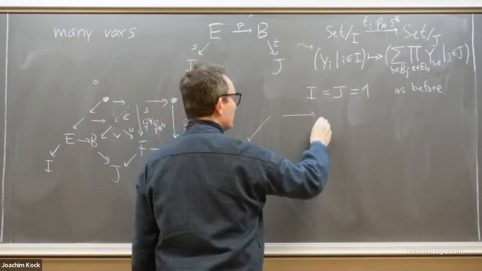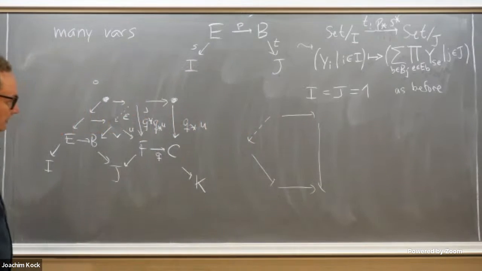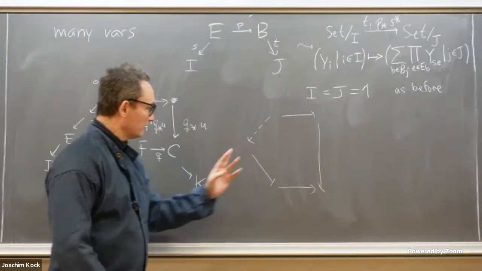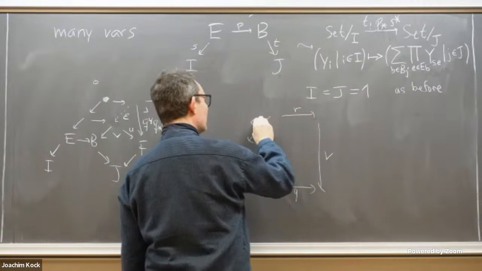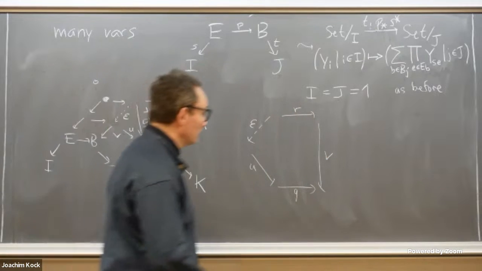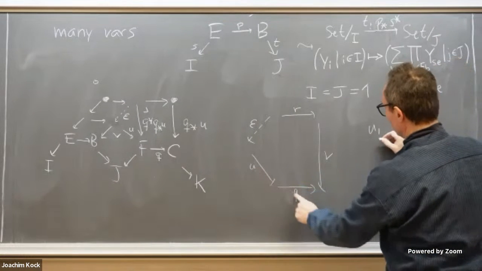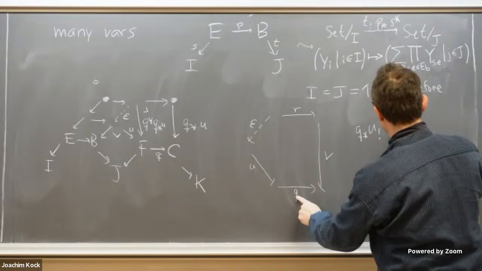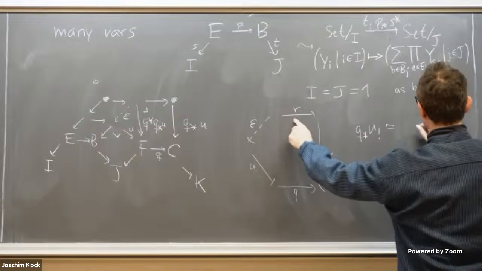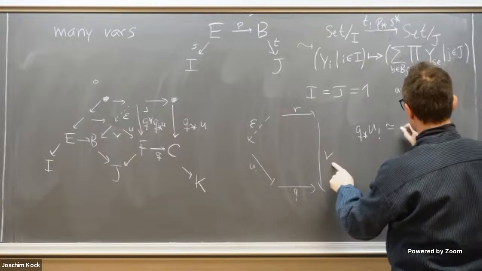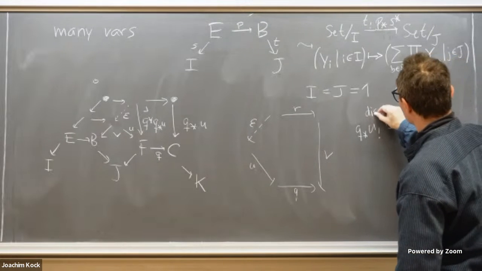So it says that if you have a pentagon square obtained in this way, U, Q, V, R, epsilon, then it is the case that U lower shriek followed by Q lower star is canonically isomorphic to epsilon upper star, R lower star, and V lower shriek. And this is the distributive law.